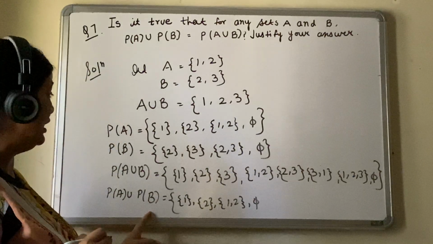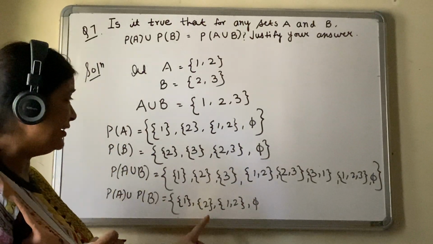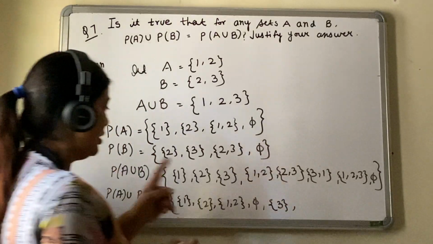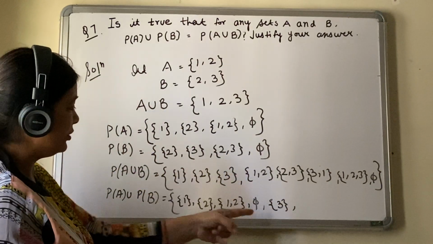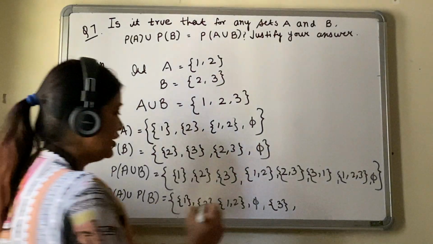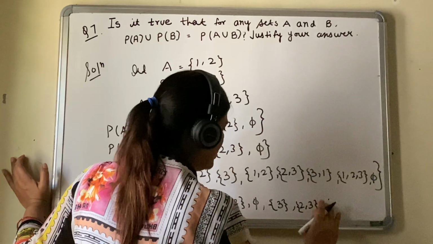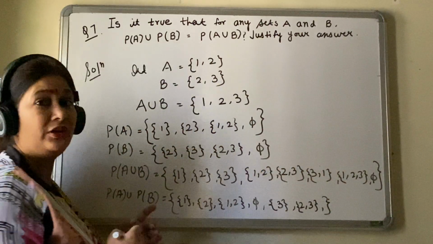Now come to elements of P(B). {2} is already here, {3} is not there, so write {3}. {2, 3} is not there, so write it. And the empty set is already there, so no need to write it again.